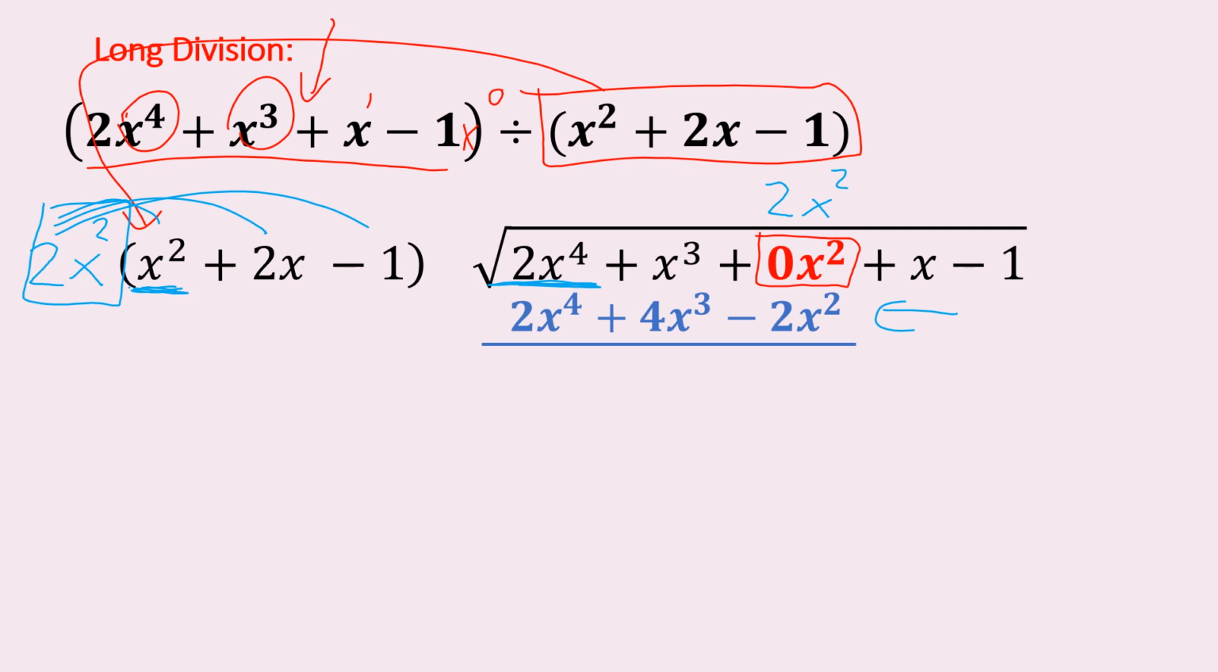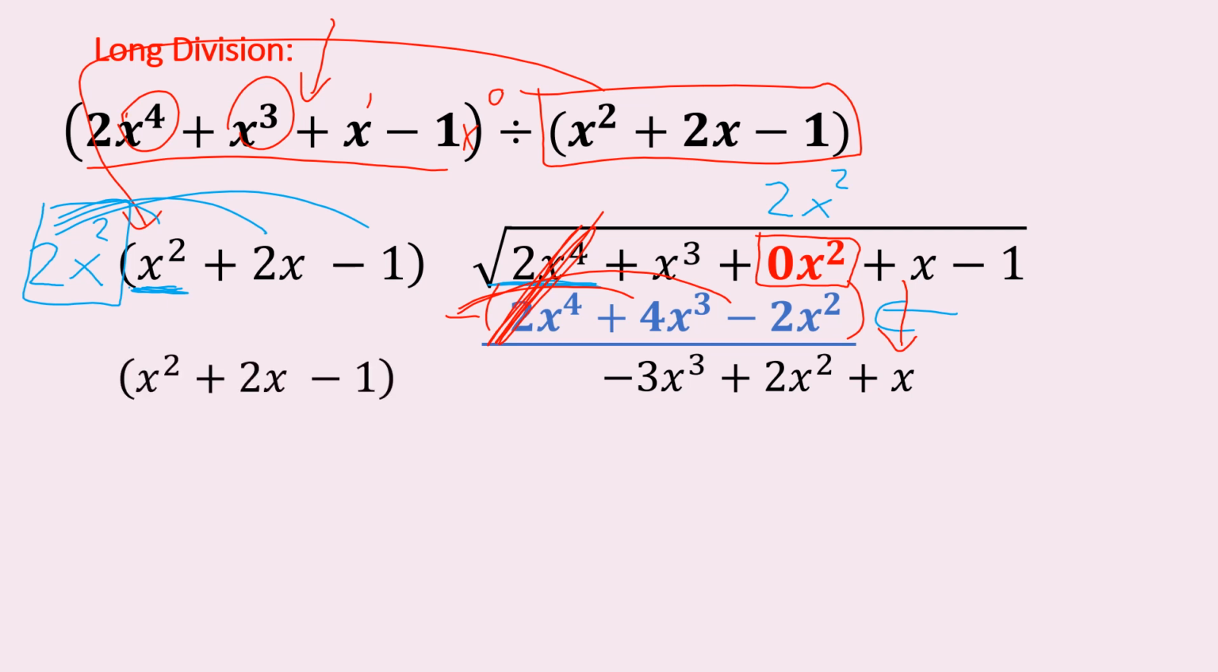Now, next step is to subtract this blue polynomial from the thing above it. So these will always cross out. That's why we make them match. We have x cubed minus 4x cubed, which will give us a negative 3x cubed, 0 minus a negative 2x squared. Make sure you keep track of your signs, is a positive 2x squared, and then we just copy down whatever comes next.